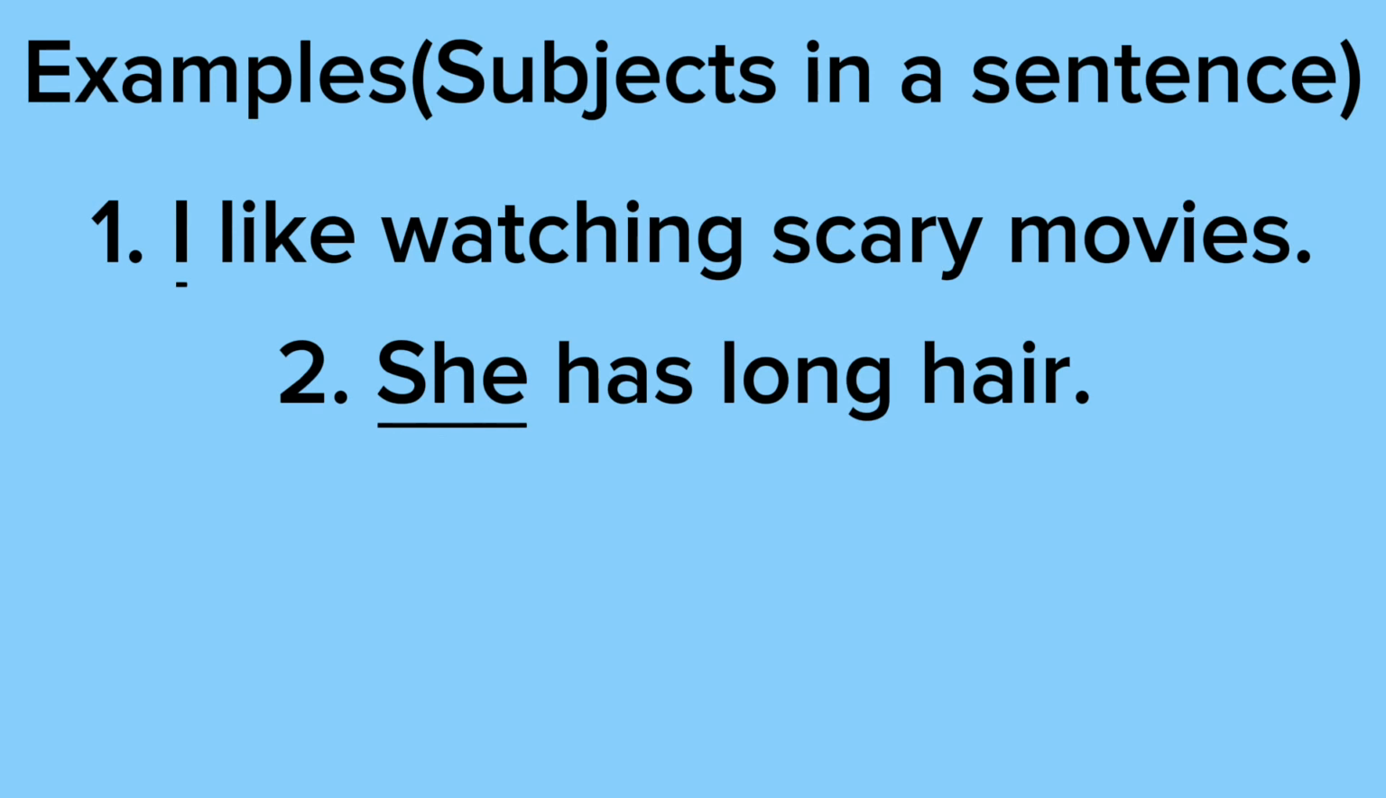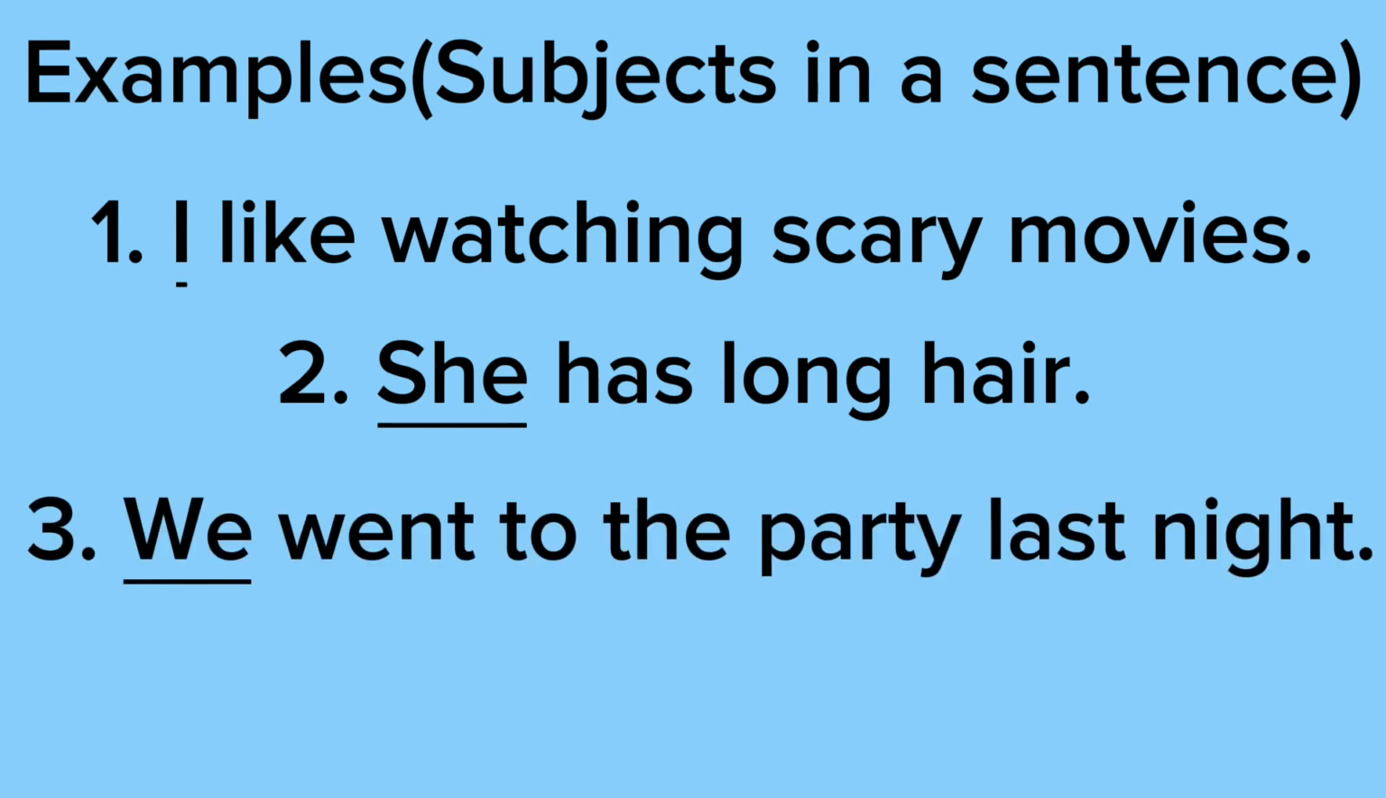So to elaborate on that, has is the verb, and she has long hair, so she's the one that's doing the verb. Our last example says, we went to the party last night. The subject is we because we are the ones that are doing the action. Went is the action, also known as the verb. So as you can see in all of these sentences, the subject is the person or people that are doing the action, also known as the verb.